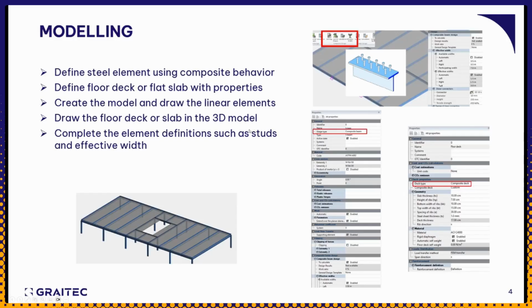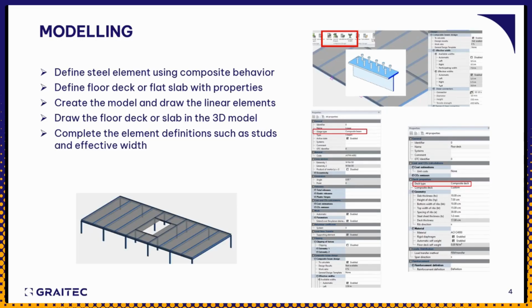Then after defining these properties, you can go on with creating your 3D model. Here I have a screenshot of a simple model. These beams that you see here are all composite beams. The next step is going to be drawing your deck slab. In Advanced Design, it is going to be a planar element, but with properties defined to work as a composite action with a steel beam.